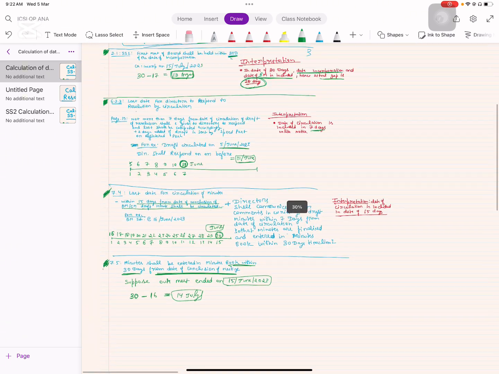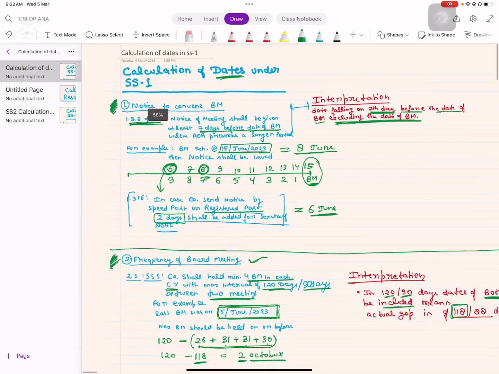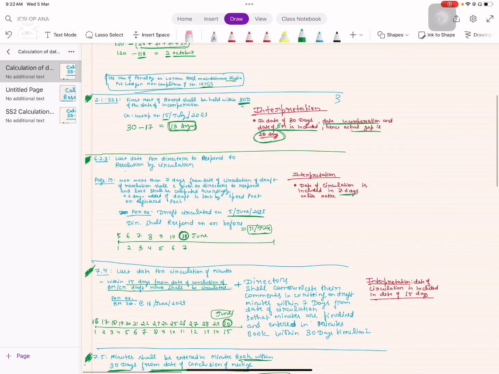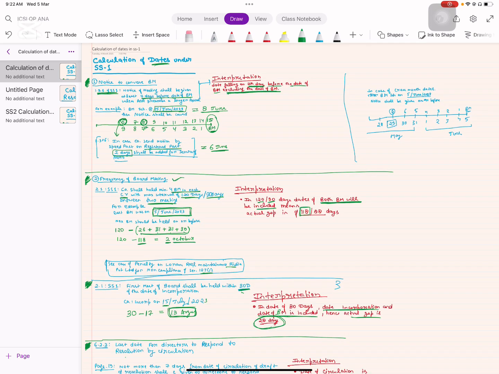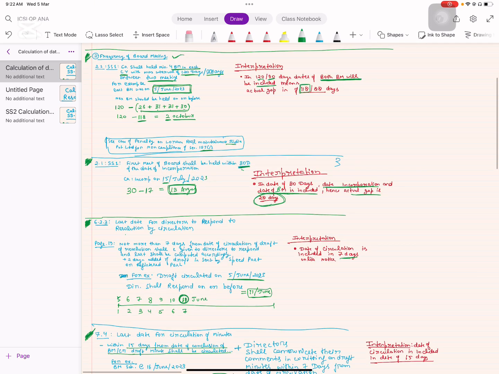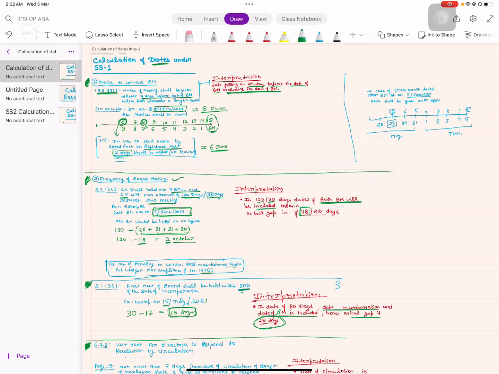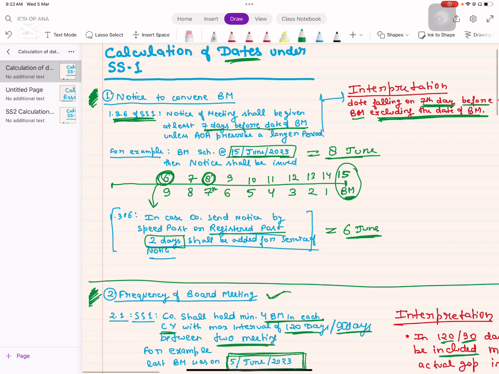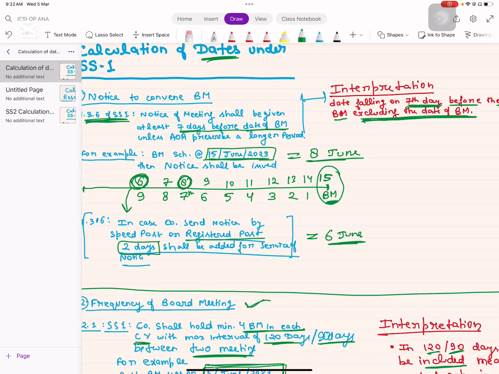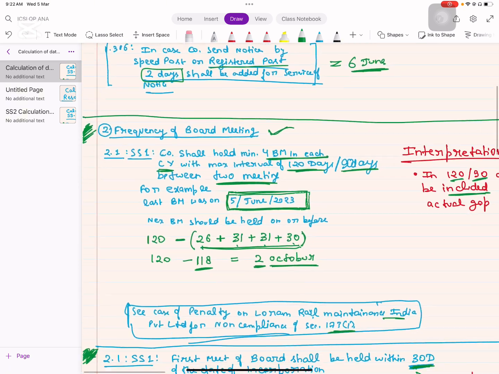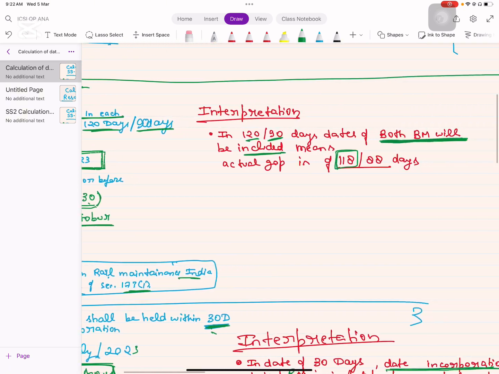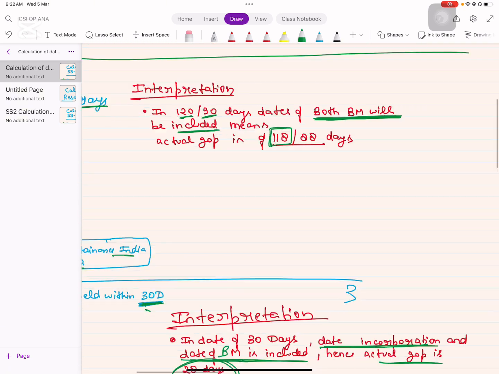So to summarize, I have given you two methods to calculate the date: the timeline method and the subtraction method. The timeline method will be used for up to 15 days calculation because that will be short, but for 30 days or more calculation, you can use the subtraction method. Now the basic problem was only for interpretation, I guess. So yes, for notice of board meeting, the 7th day before the board meeting, excluding the date of board meeting, and in case of frequency of board meeting, 120 days include both board meetings.